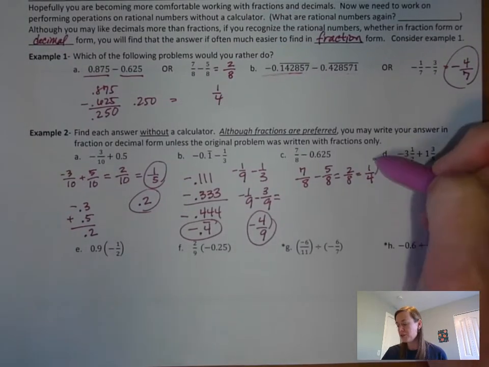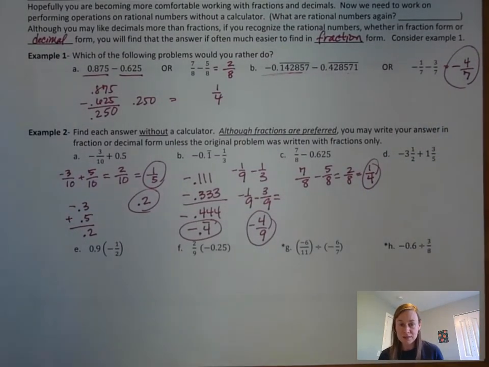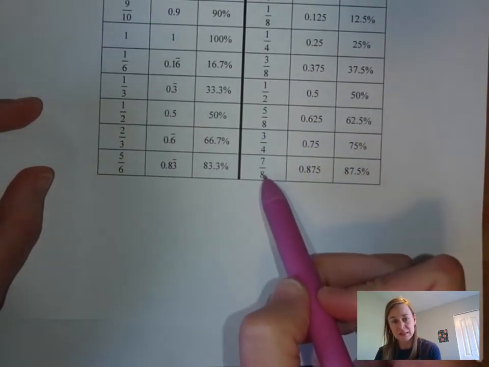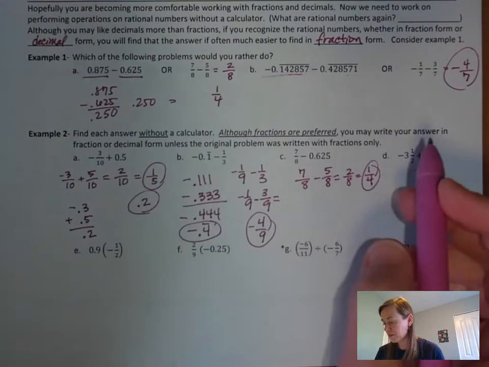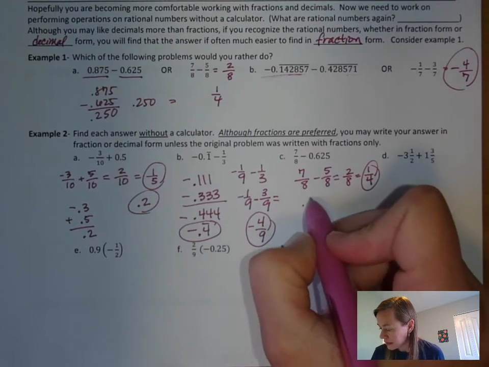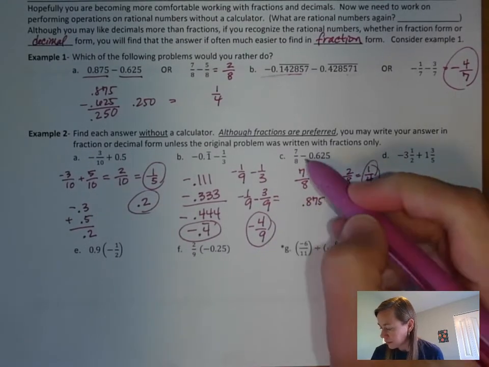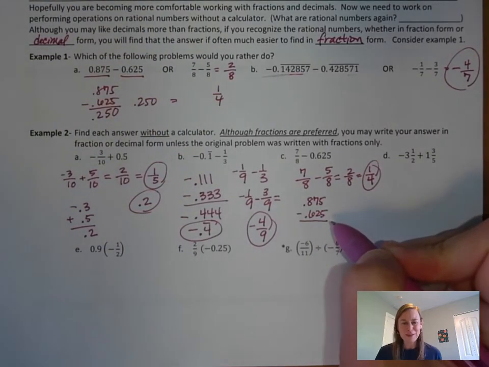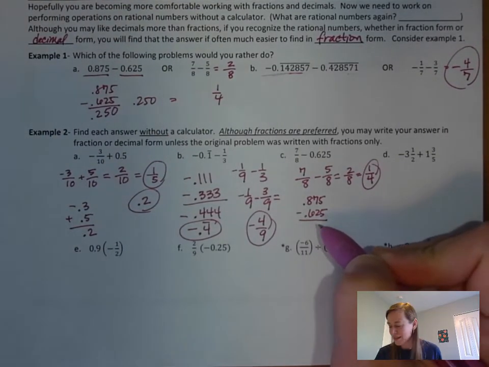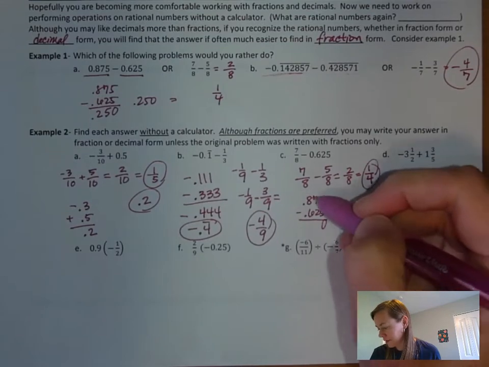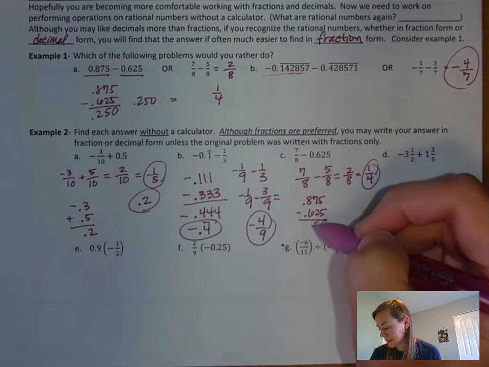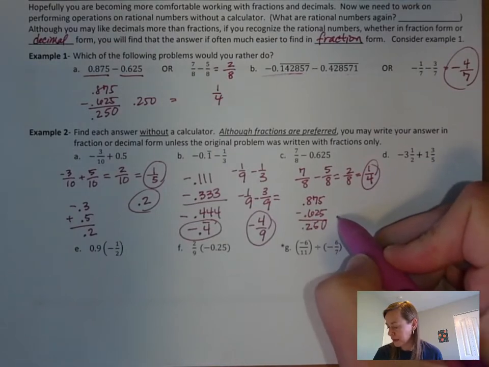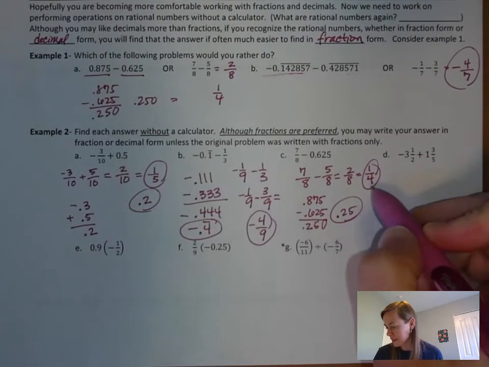Now, if we wanted to do the decimal version, let's look at our chart again. Let's look for 7/8. Okay, 7/8 is going to be 0.875. So 0.875 minus 0.625. I kind of like the fraction version better, but this is okay. 5 minus 5 is 0, 7 minus 2 is 5, and 8 minus 6 is 2. So we have 0.25, which as you know is the same as 1/4.